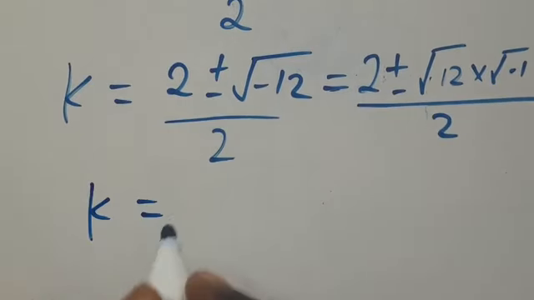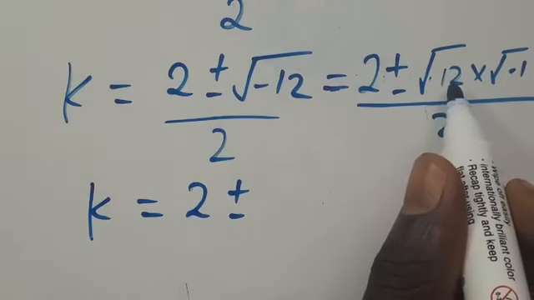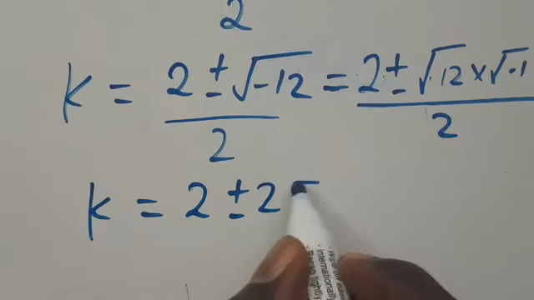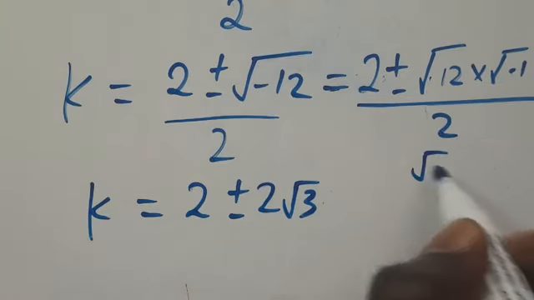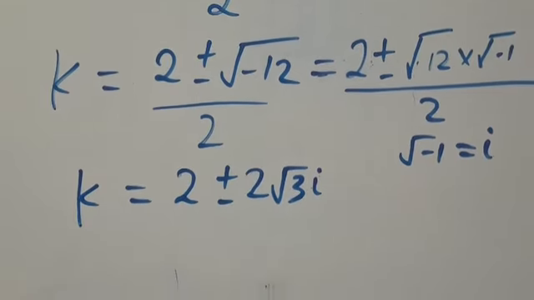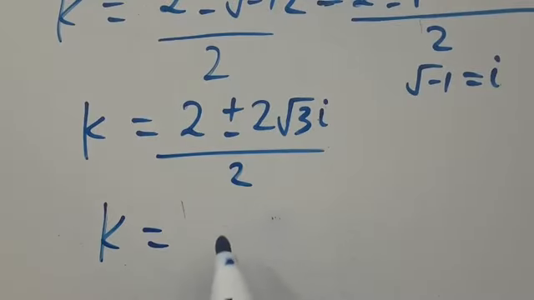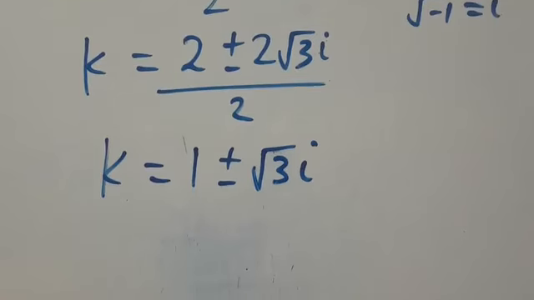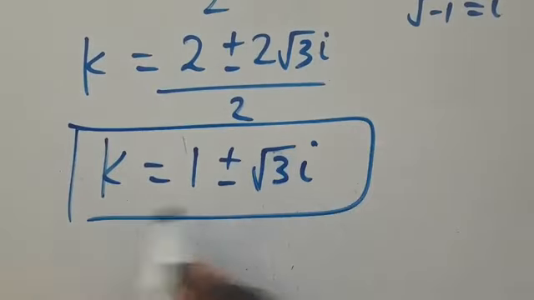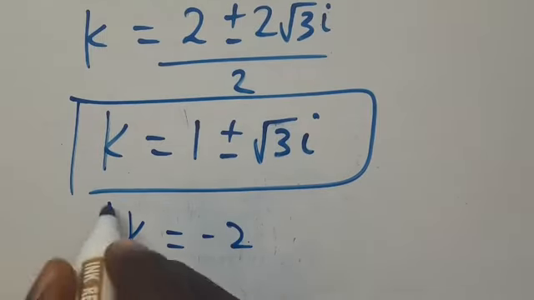We have our k to be equals positive or negative. Root of 12 will give us 2 root 3. Then root of minus 1 equals i in a complex space. Here will be root 3i divided by 2. So we have our k to be equals, this divided by this will be 1, positive or negative, this divided by this will only have root 3i. So we also have another solution to be this, but this is a complex solution. But we have the first degree solution to be minus 2 as this.